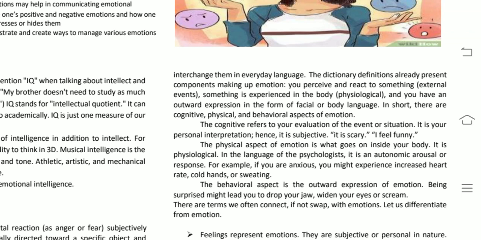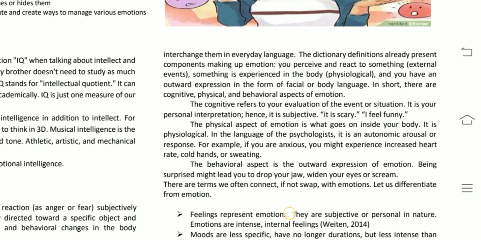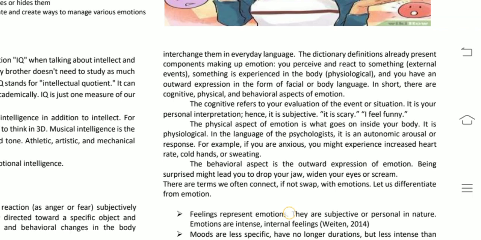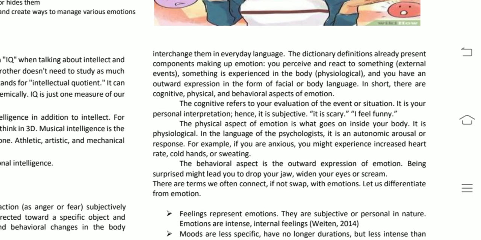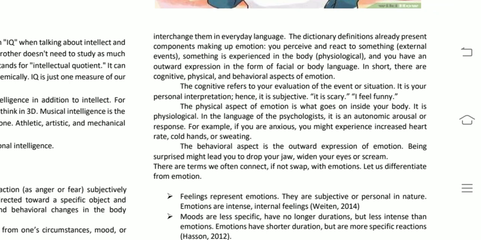Okay? Number 1 aspect of emotion is what we call cognitive aspect. It refers to the evaluation of the event or situation. Okay? Maybe it's about your personal interpretation. Okay? Are you scared? Do you feel funny? 'Di ba? That is a cognitive aspect of emotion.